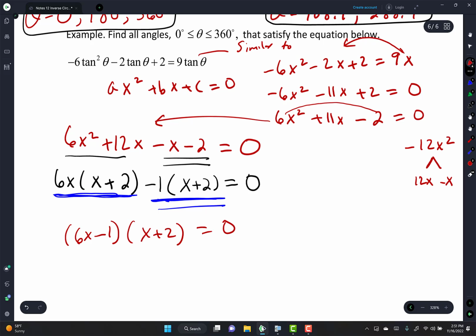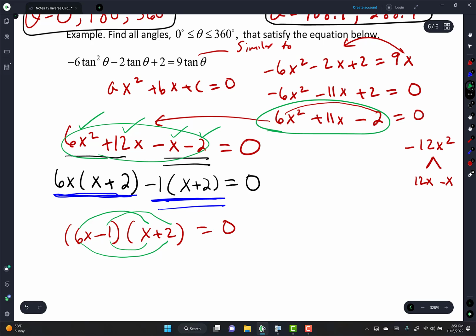There it is. But why does it work? Well, let's see why. 6x times x, is that 6x squared? Check mark. 6x times positive 2, is that 12x? Check mark. Negative 1 times x, is that negative x? Yes, it is. Negative 1 times positive 2, is that negative 2? Yes, it is. And this expression happens to be this expression. See how it works, guys?